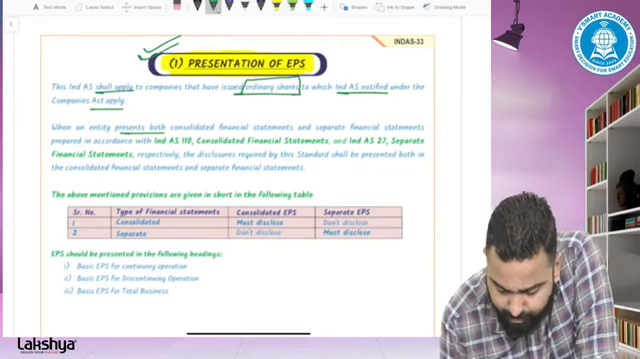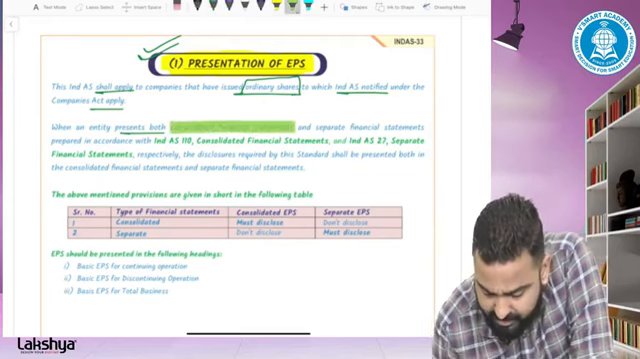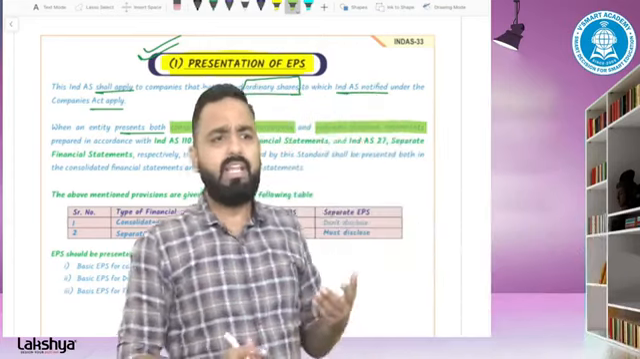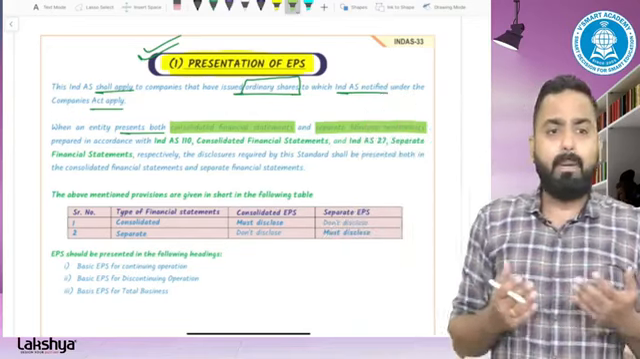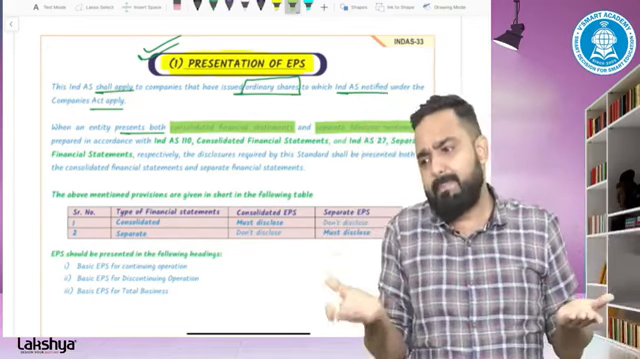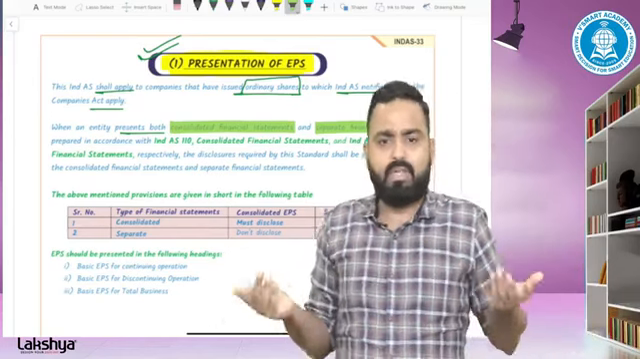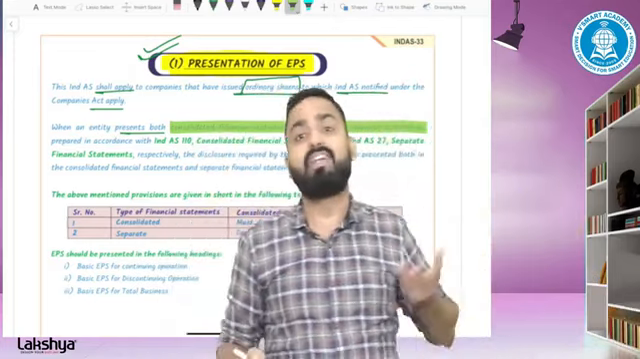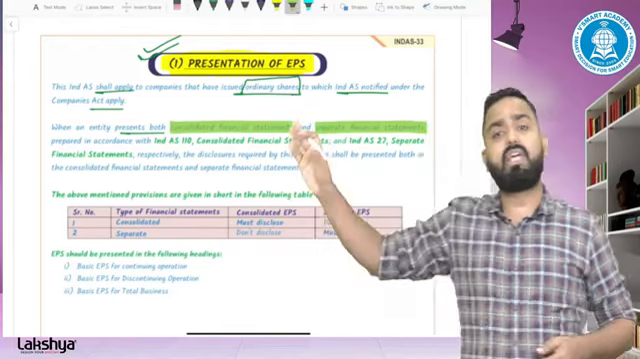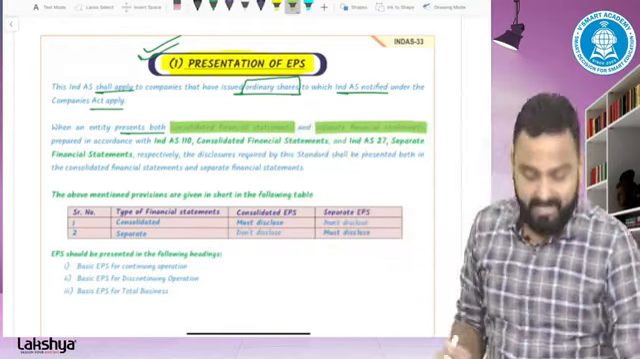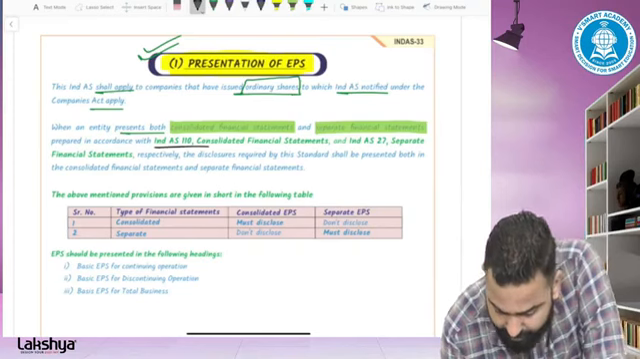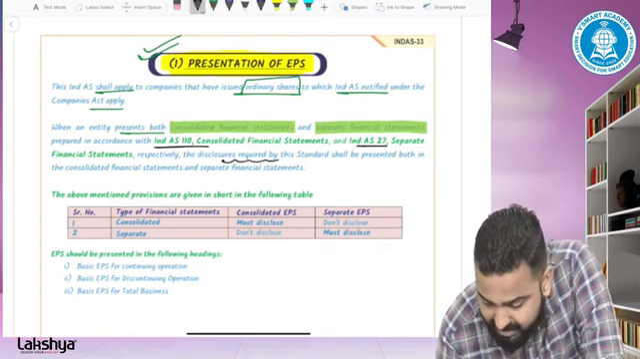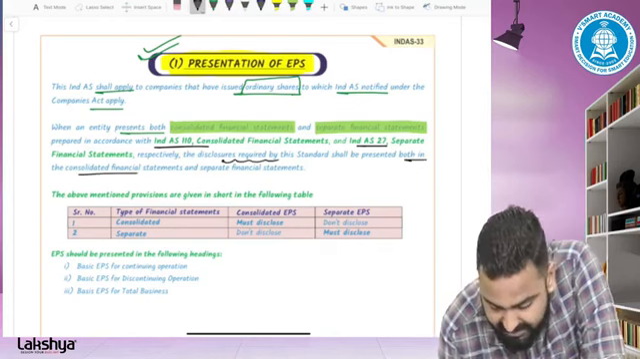When an entity presents both consolidated financial statements and separate financial statements, as we already discussed, if an entity prepares both types, separate as well as consolidated, the separate for my own business and the consolidated as a group because I have some subsidiaries, prepared in accordance with Ind AS 110 and 27 respectively, the disclosure required by this standard shall be presented in both the CFS and SFS.